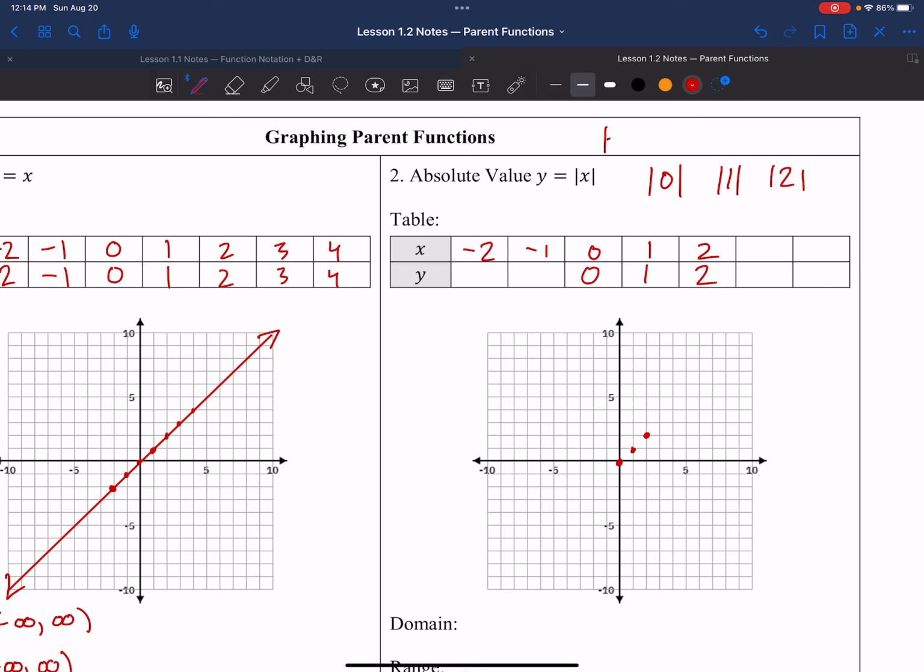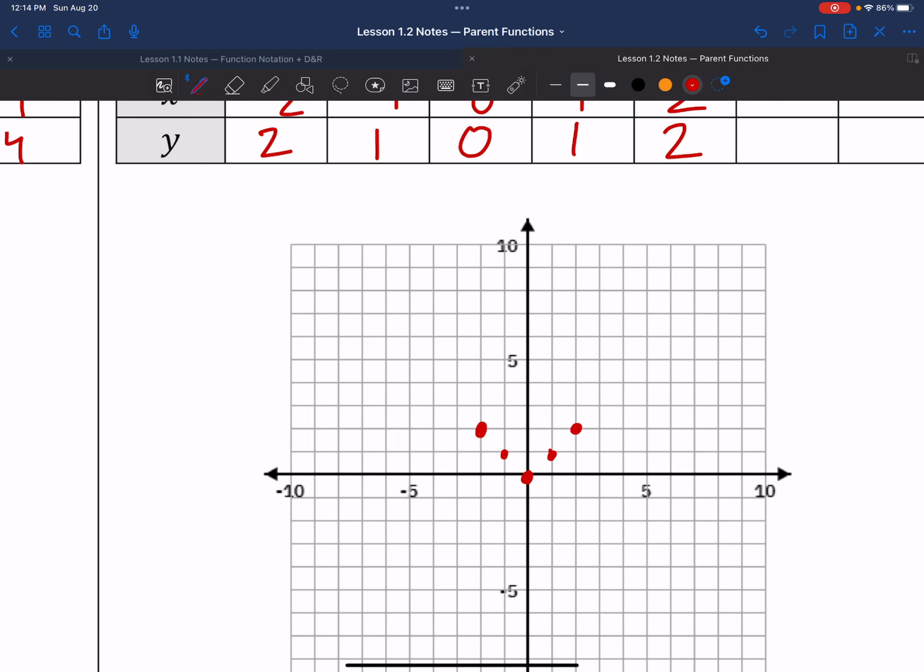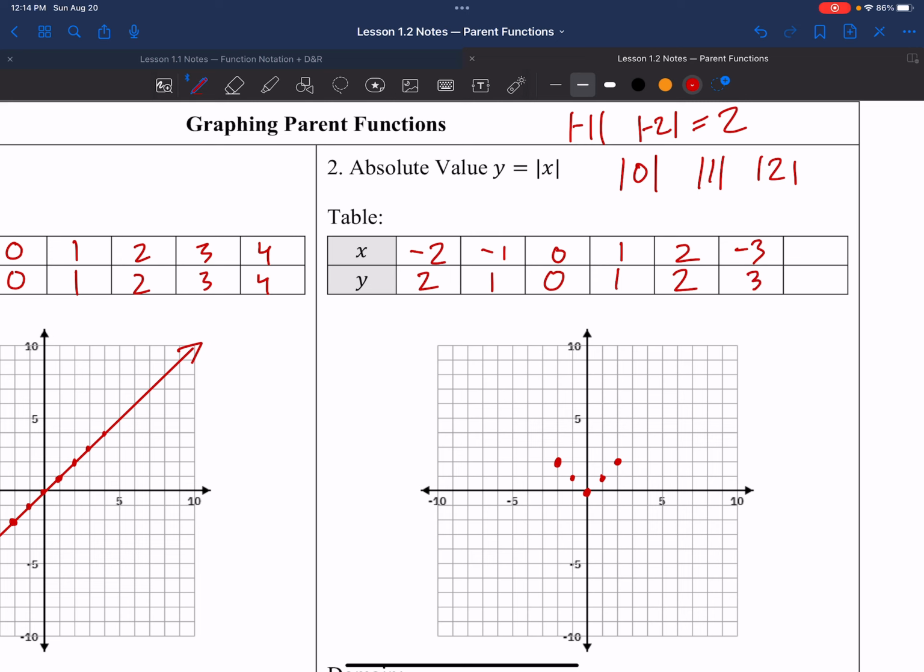But how about the absolute value of negative 1? So you ask yourself, how far away is negative 1 from 0? Well, it's 1 away, right? If you think of distance, the idea of distance is we don't have negative distance, right? So it's (-1, 1). And then the absolute value of negative 2 is 2 units away, so it's positive 2. And so I get this. And so this is creating that V shape, right? And so if you want, you can do negative 3 is 3 and 3 is 3, right? So I get these 2 points. And you see that it's going to just keep doing that. So I have a V shape.